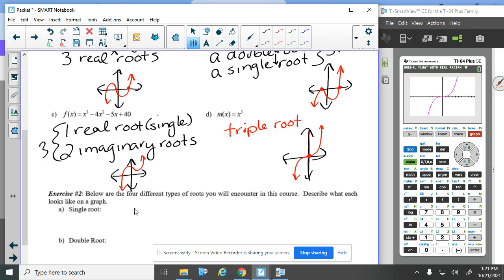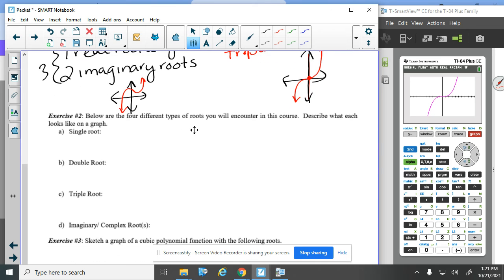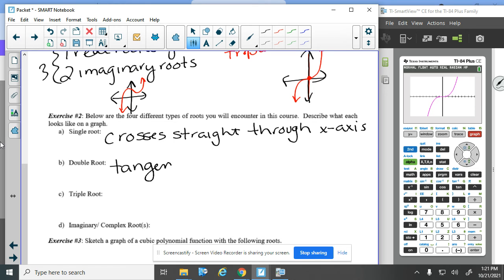It says below are the 4 different types of roots you will encounter in this course. Describe what each looks like on a graph. So a single root crosses straight through the x-axis. A double root we say is tangent to the x-axis, and we have pictures of them up there. You can draw them again if you want to down here.